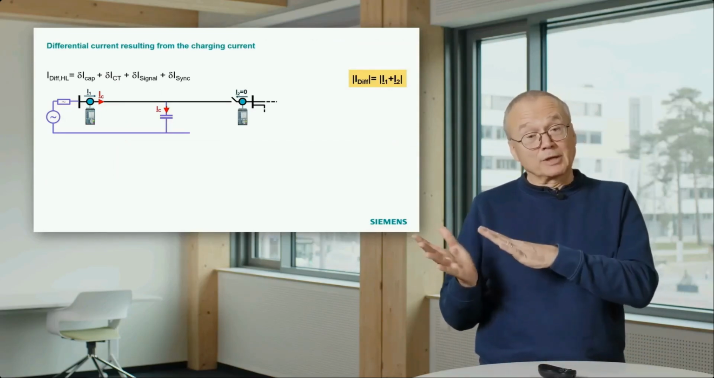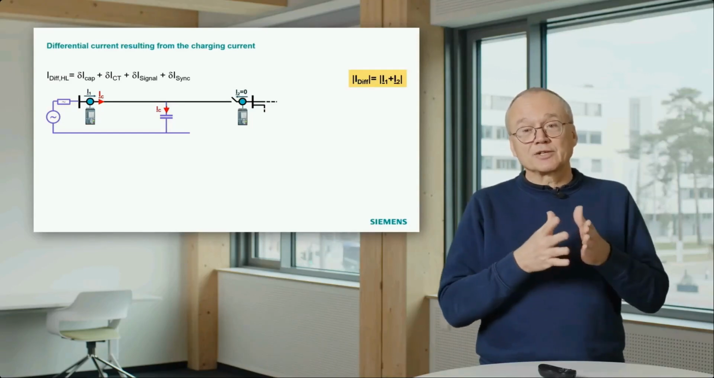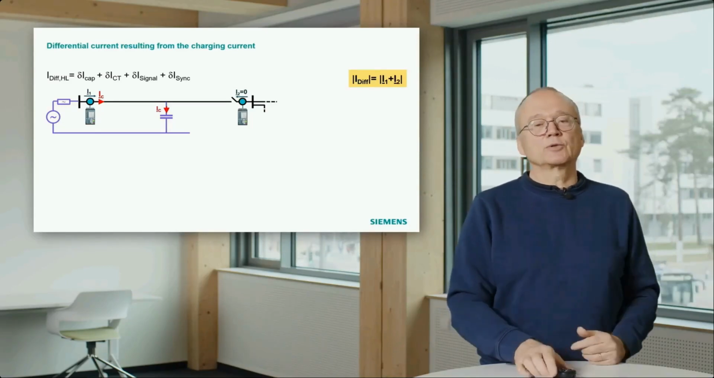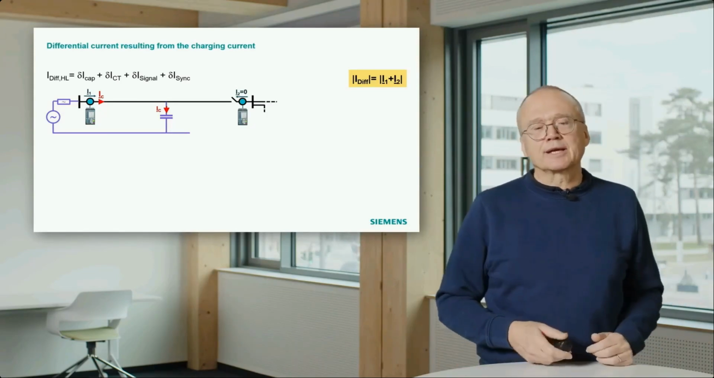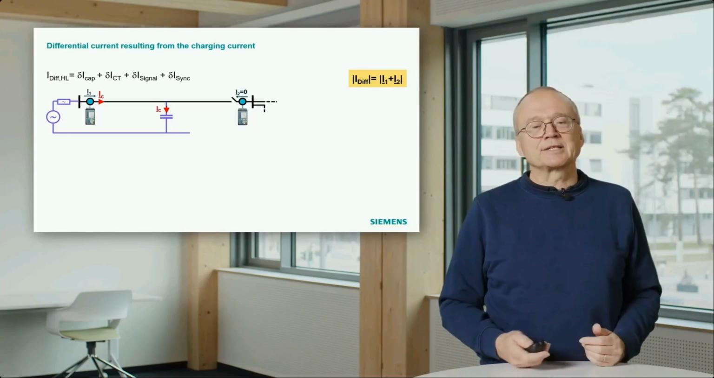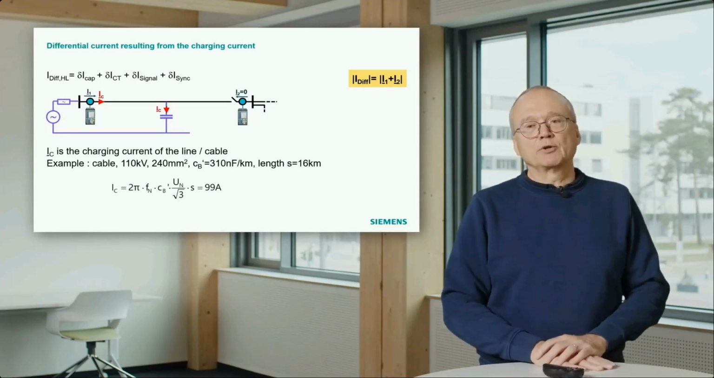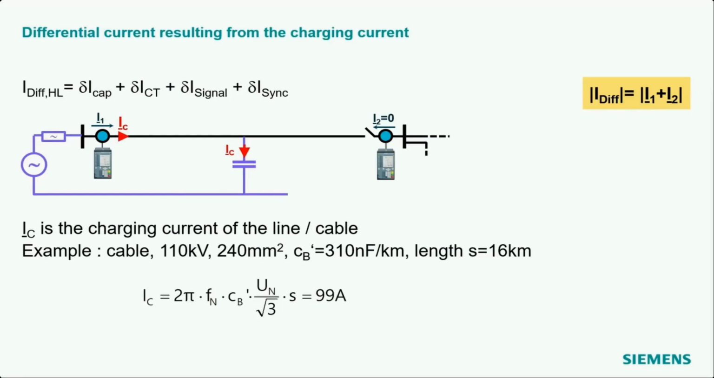Because in this case the right breaker is open, the differential current is equal to I1, and I1 is equal to the charging current. Just to give you an indication of about how much that is, here is an example for a 110 kV cable, in this case 16 kilometers long. I took a cable with a cross section of 240 square millimeters, and with this formula you can calculate the charging current. In this case we have a charging current, equal to the differential current, of 99 amps.